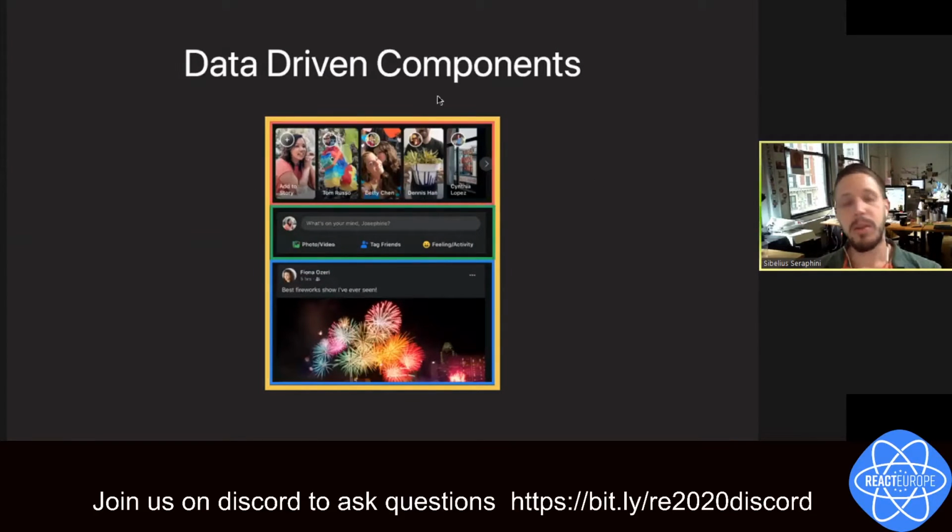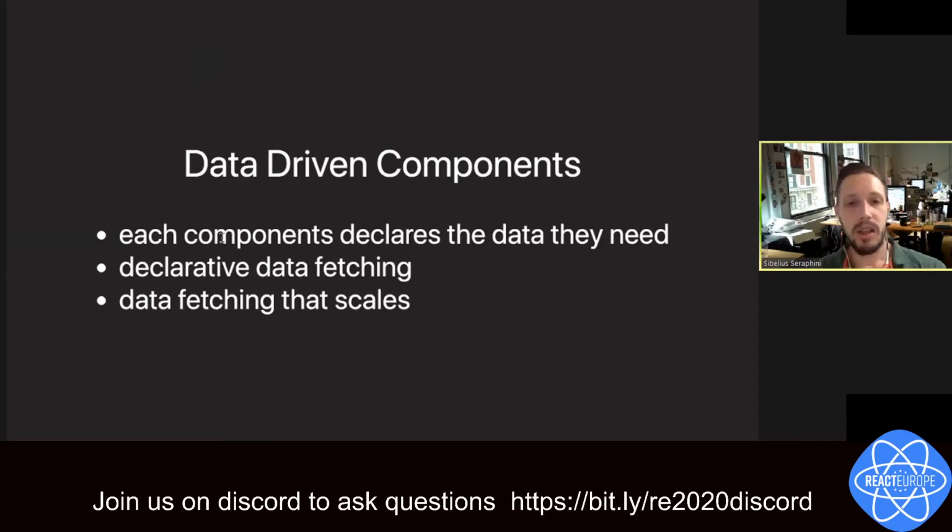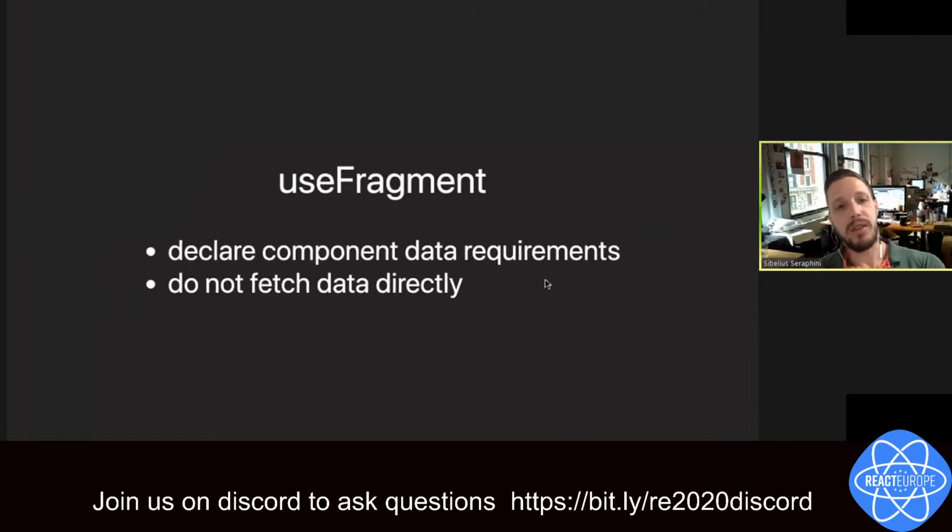So let's talk about data-driven components. So each one of these components is gonna declare which data they need. So let's see the benefits of it. So its components declare its data. You declare data in a declarative way. You don't need to tell when relay should fetch the data, relay fetches for you. So it's a data fetch that scales, that's very easy to refactor.